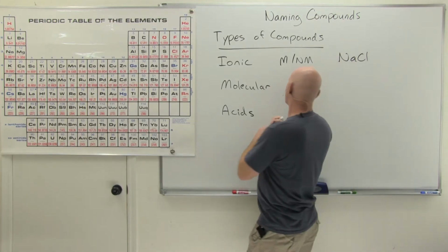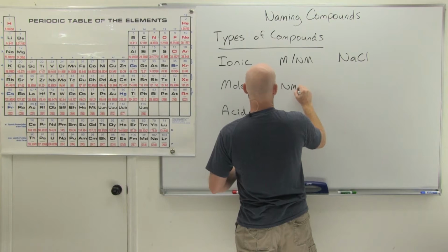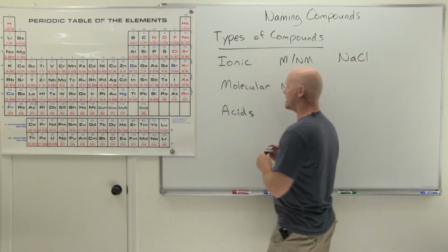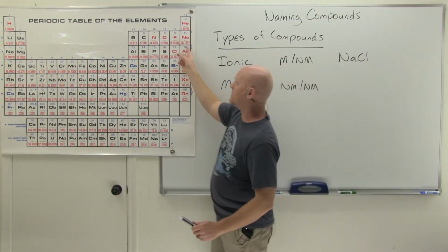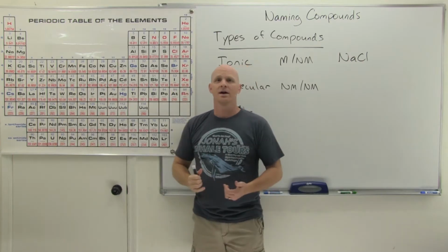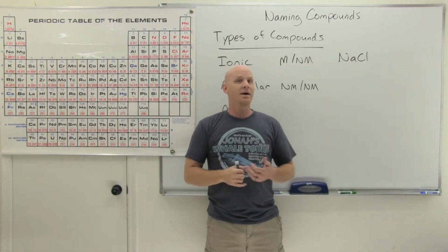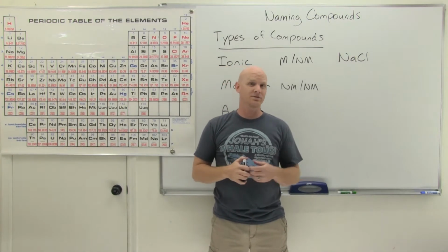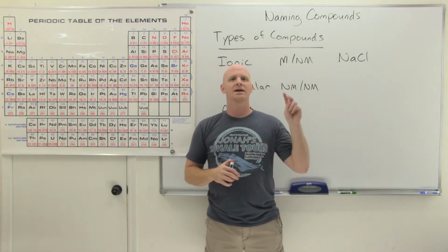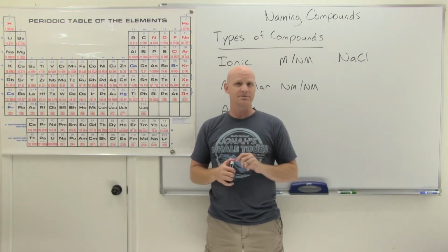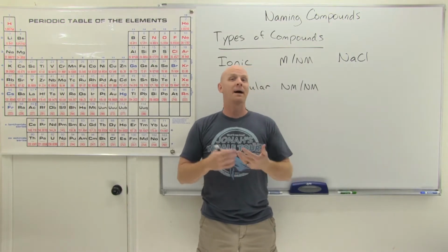Molecular compounds generally are going to be non-metal with non-metal. So we're just going to pick a couple of different non-metals here. Now, it turns out these molecular compounds can have more than 2 types of elements, but we're only going to learn how to name those that have exactly 2 types of elements. So we call them binary compounds.